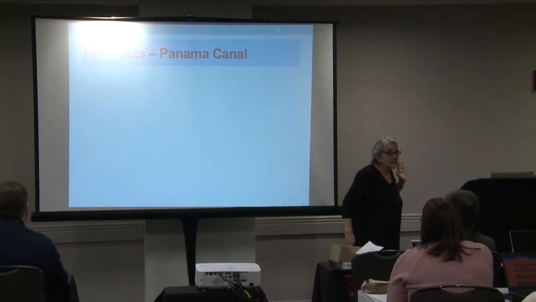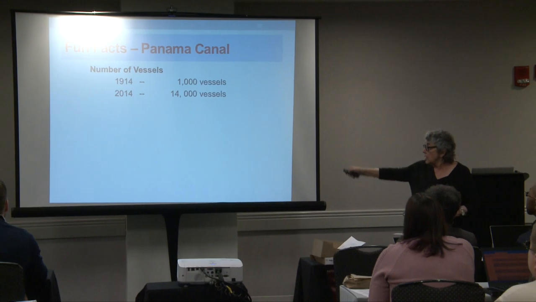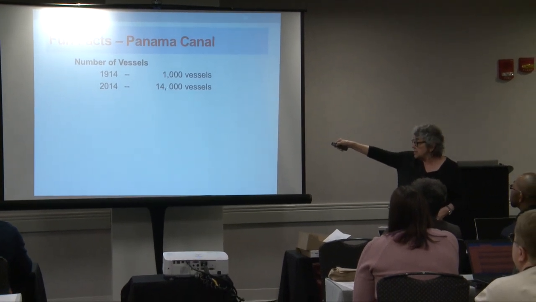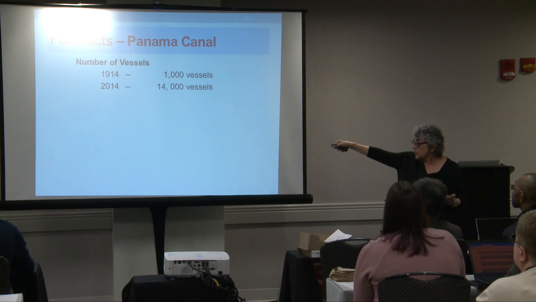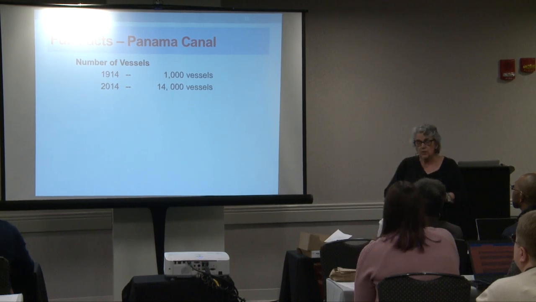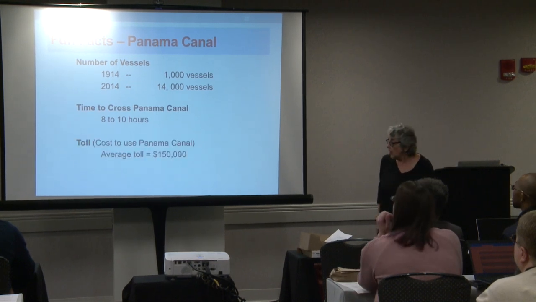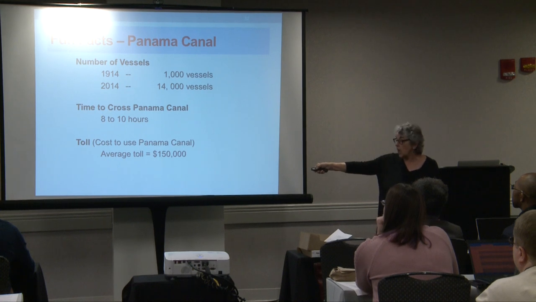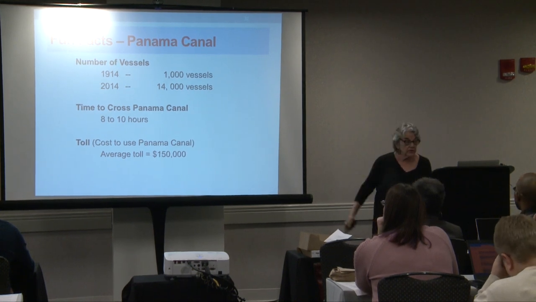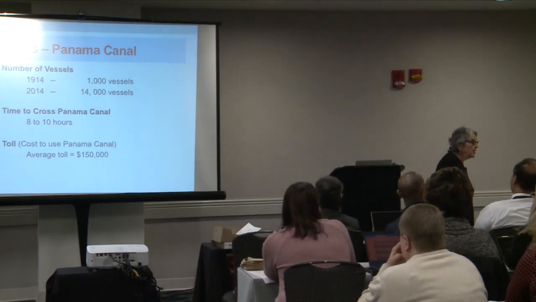So just a few fun facts. Look at the increase of vehicles, and this is expected to double. I couldn't get the data for 2019, but it's expected to double now that they've opened it up for those cruise ships. It takes 8 to 10 hours. And the average toll, the average cost, is $150,000 to go through it. But the big cruise ships are going to be paying $1 million to go through the Panama Canal, because it costs them a lot more to sail all the way down and around South America.